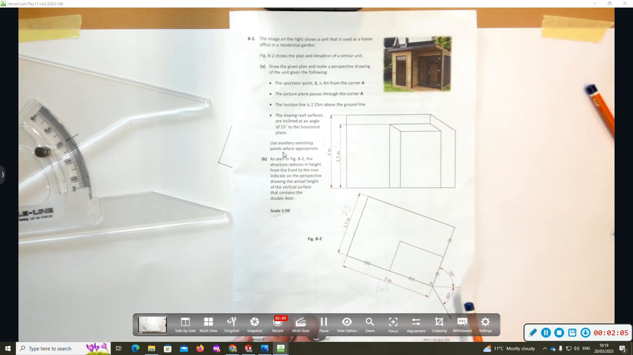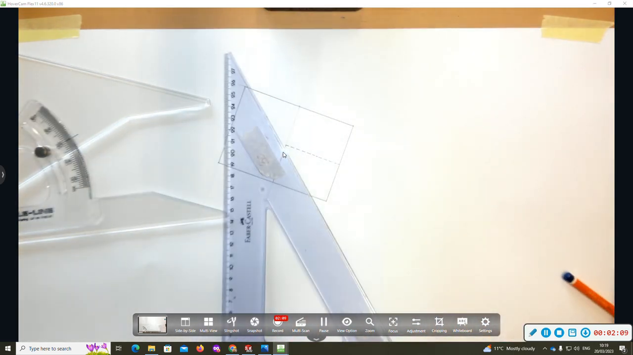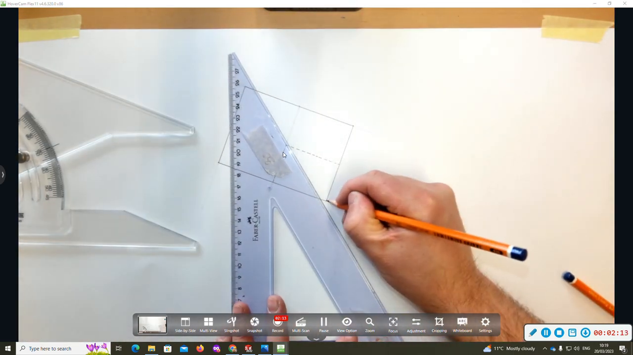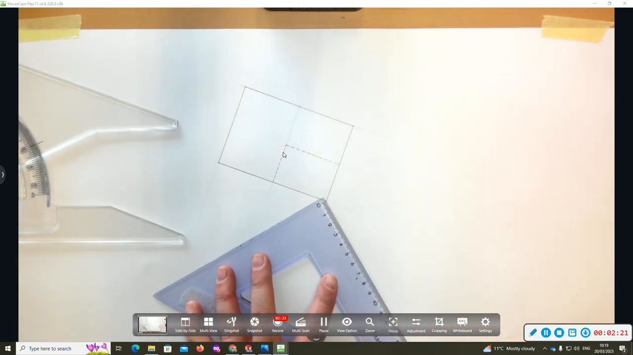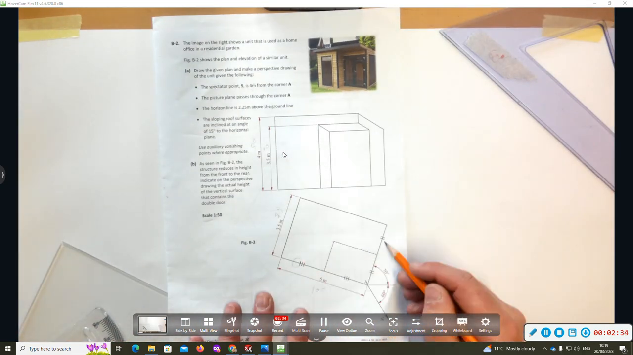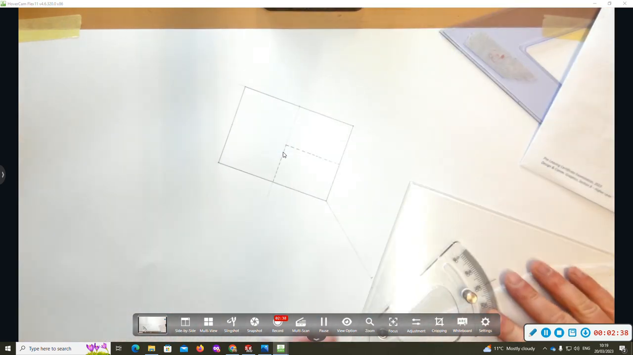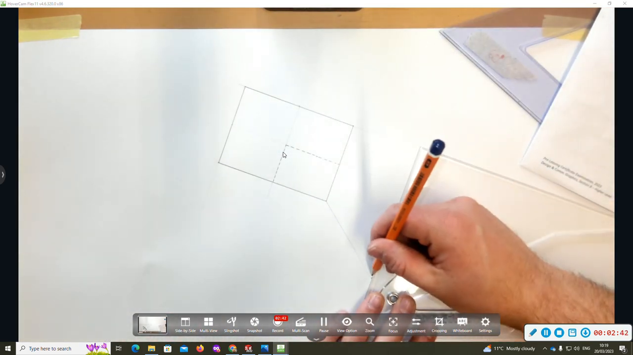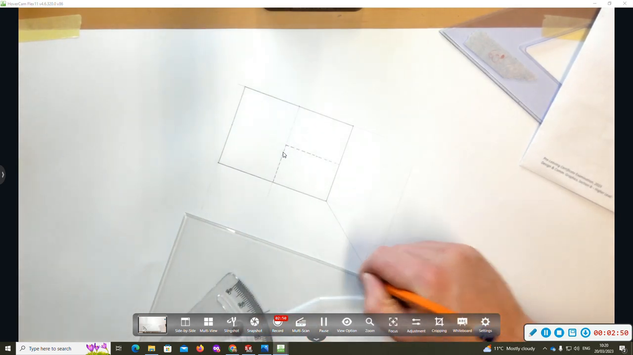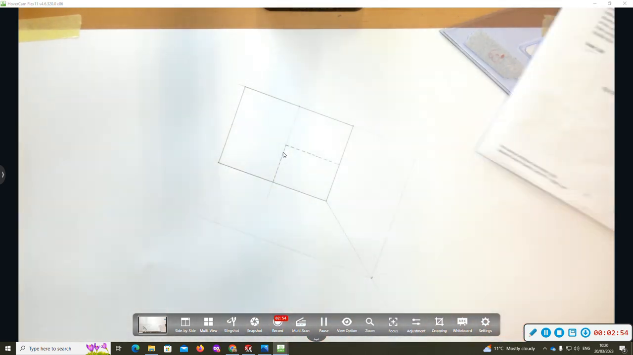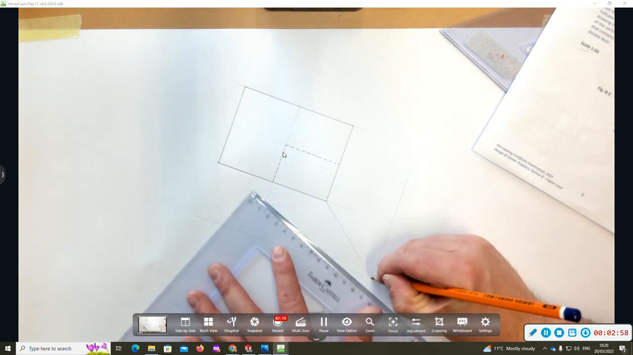And then here we've got the spectator 60 degrees from point A, so we're going down at 60 degrees. And we're marking 80 millimeters from the spectator. Don't forget the scale of 1:50, so convert all the dimensions on the sheet into millimeters and divide by 50. Now I've drawn two lines parallel to the spectator.